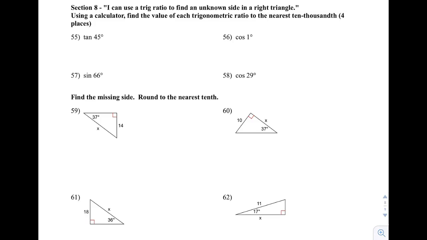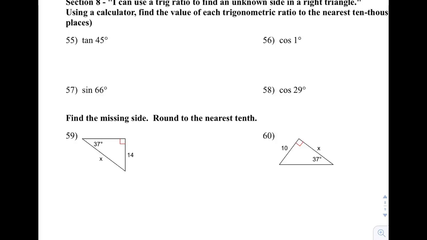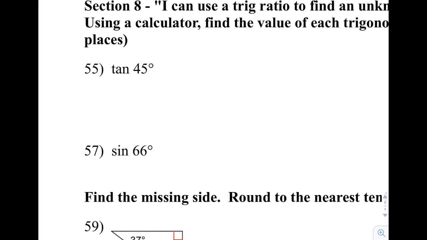Moving on to the next section here, I can use a trig ratio to find an unknown side in a right triangle. So now we're going to use our trig ratios to actually find something that's unknown. In this case, it's going to be a side. So when we set up our trig ratios, our angle will be known, but our side will have an x in it, an unknown. We're going to start out by practicing using our calculator to round some of these numbers, calculate them, round it to the nearest 10,000th, meaning 4 decimal places.